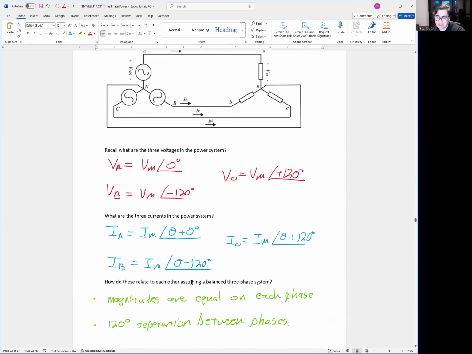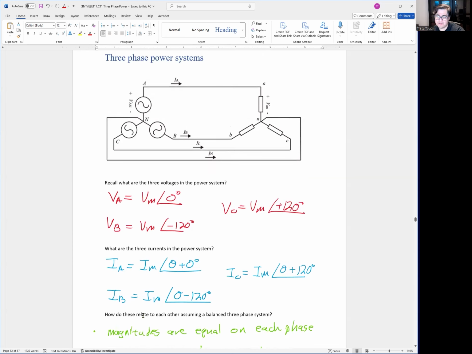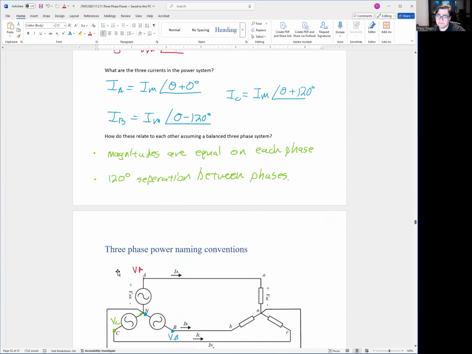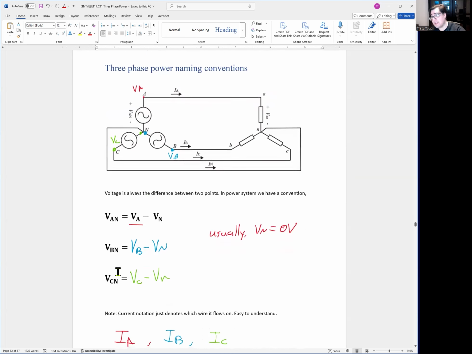How do we relate each of the different phases, assuming a balanced system? Again, the magnitudes are always equal per phase, with 120 degree separation between each phase. As long as you know VA and IA, you know the whole rest of the power system. Now we have to go a little deeper, because there are more voltages than what we mentioned before. If you remember from Engineering 17, voltage is always the difference from point A to point B. You can't have a voltage with only one node. You need a reference. All voltages have something on the positive, subtracted by something typically on the ground or some other part of the circuit.